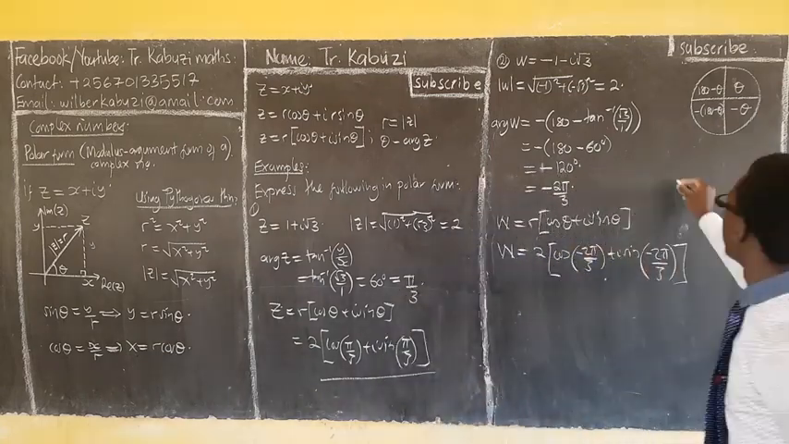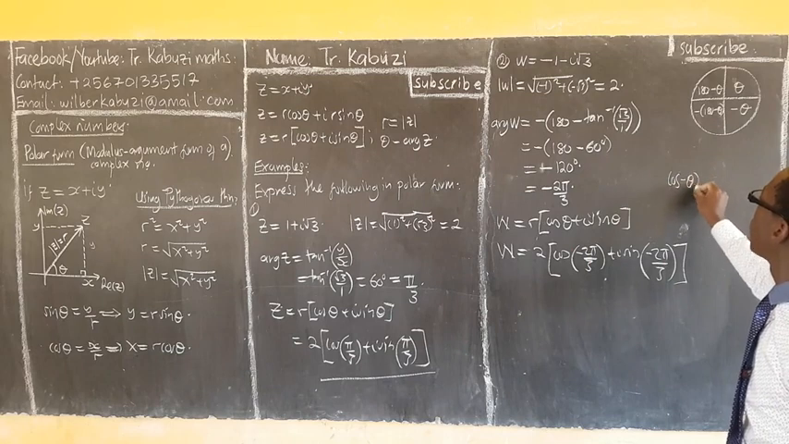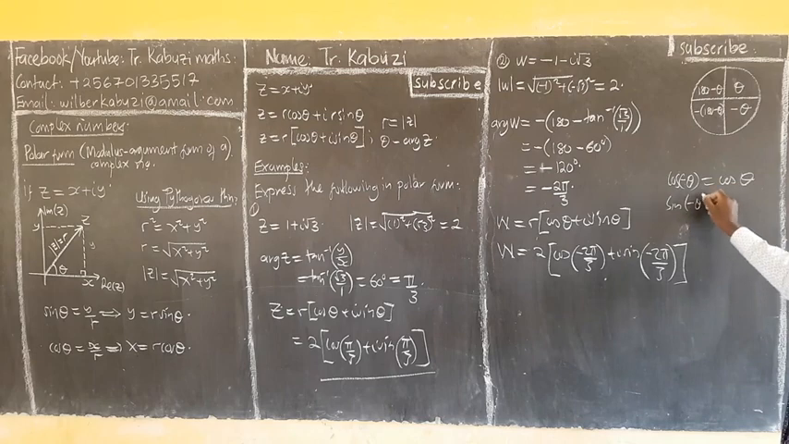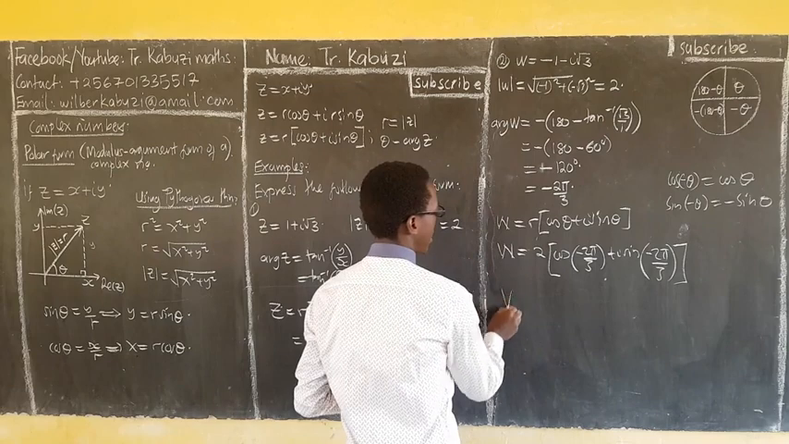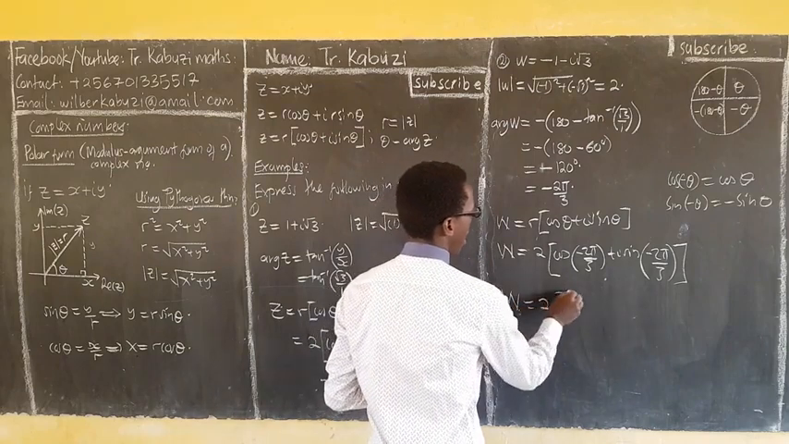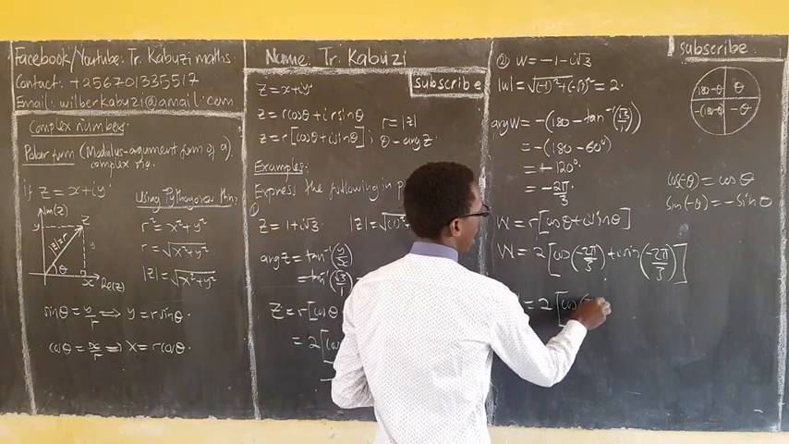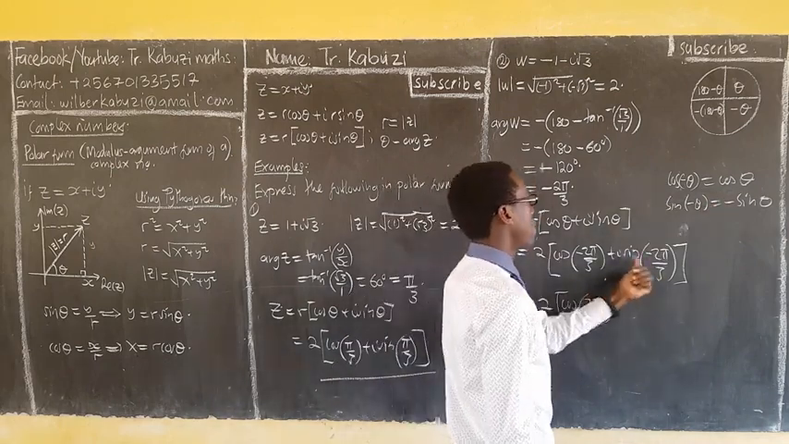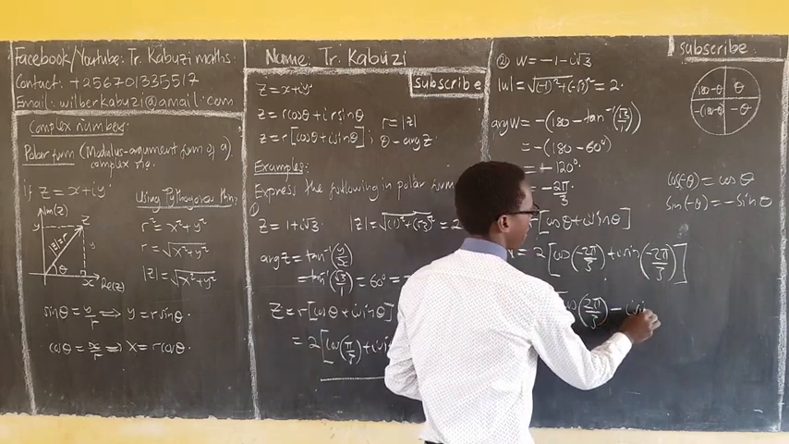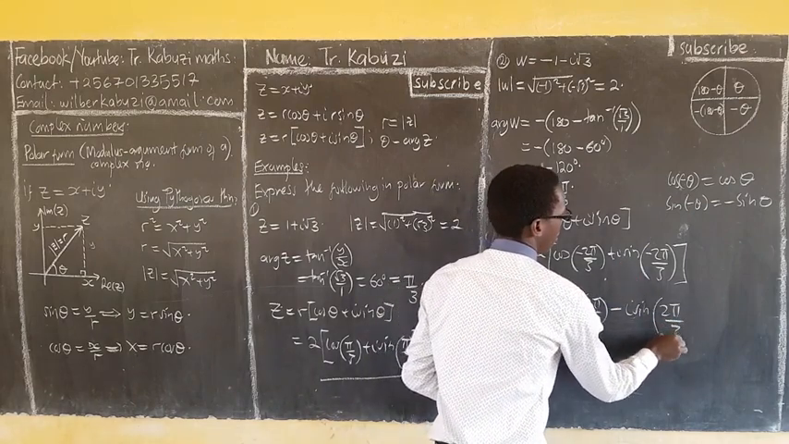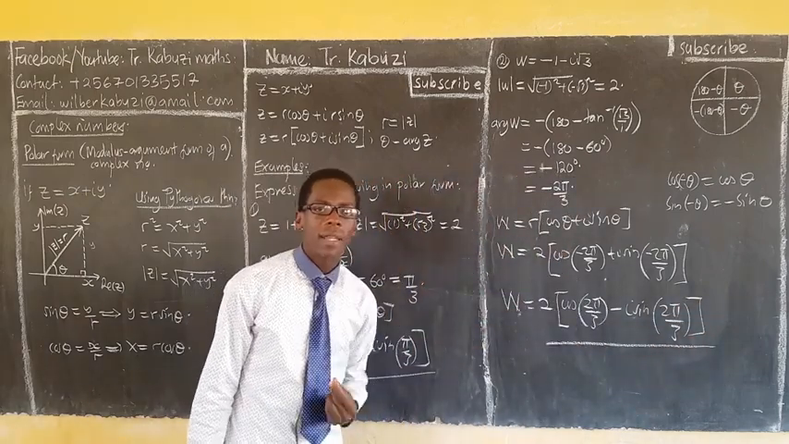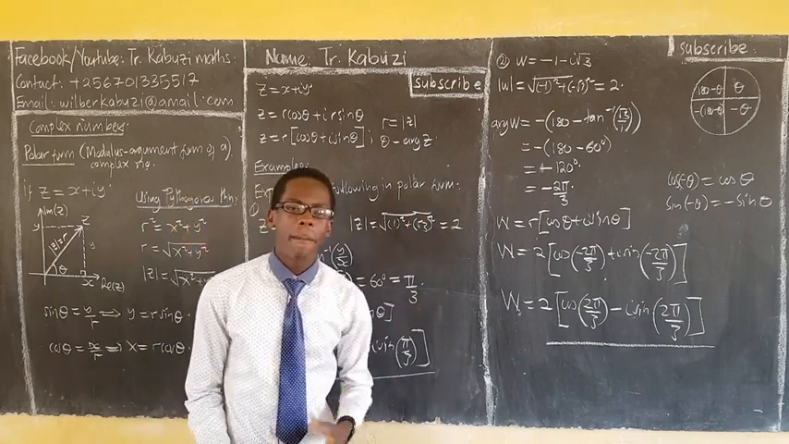But here, remember we said cos of a negative angle is the same as cos of the positive angle, and sine of a negative angle is the same as negative sine of the positive angle. So now simplifying this, our w will be 2 into cos of 2 pi over 3. Now it becomes negative using that idea. Then because this is negative, we pull it out, so we have negative i sine 2 pi over 3 across the brackets. So members, that's how we have the modulus argument form, or what we call the polar form.